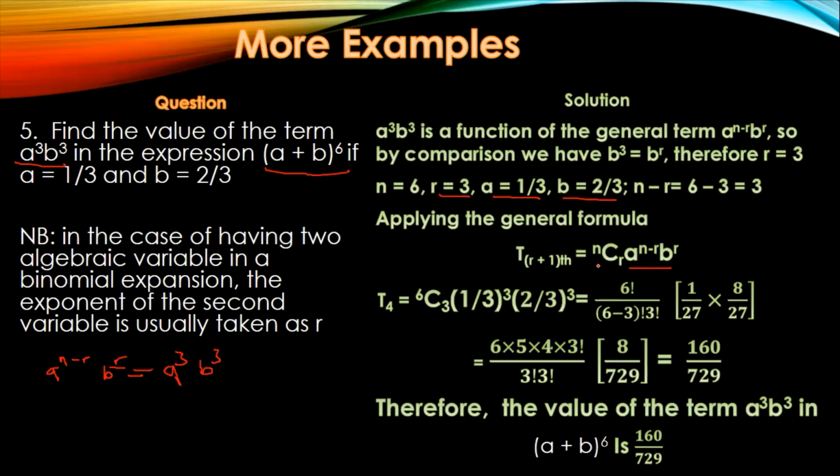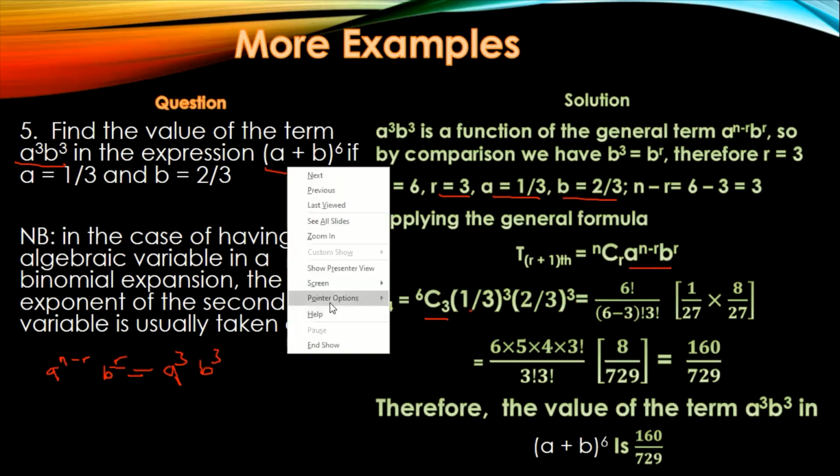Now applying our general formula, which is n combination r, and so on. Our n is 6, so we have 6 combination 3. Our a is 1 over 3, that's why we have 1 over 3, because this is n minus r. The value of n minus r is 3, that's why we have 3 here. Then the value of b is 2 over 3, and the power here is 3, so we have 2 over 3 raised to the power 3.